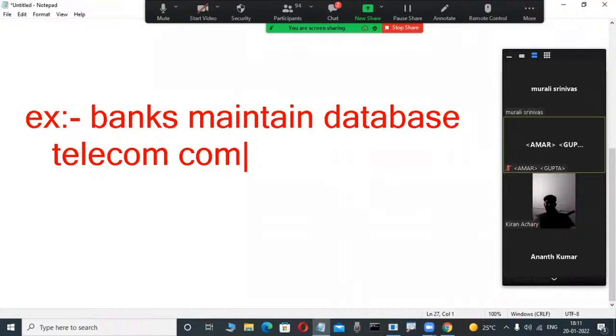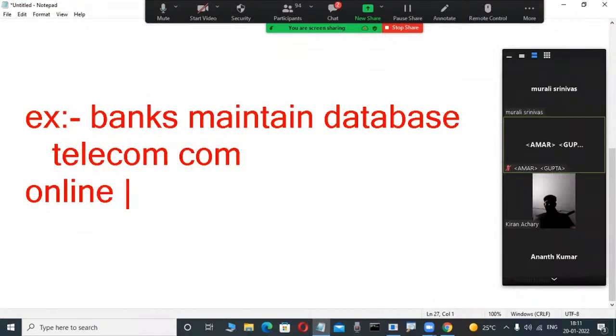Suppose, here and now, so many people are nowadays purchasing items online through portals like Flipkart and Amazon. Those shopping portals also maintain databases. When you purchase an item, how is the order number generated? Some database application is there, through the auto increment concept only.